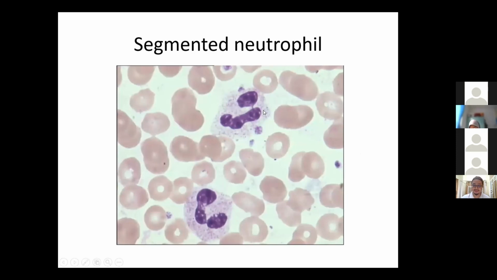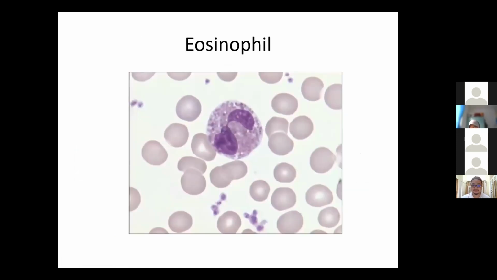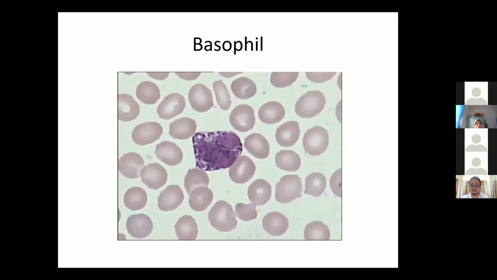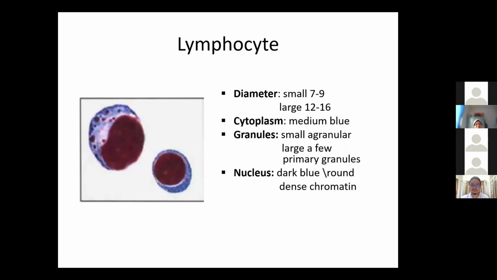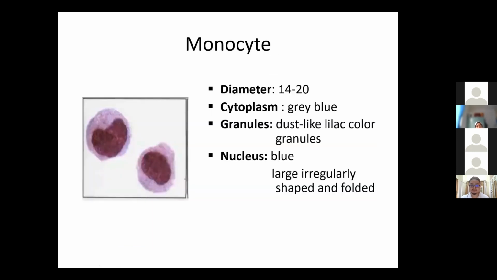Okay, eosinophils there. Okay, this is also normal eosinophils. Basophils, okay, this is a normal one. Okay, normal basophil. This is lymphocyte. You can read the edge here. Medium blue, large primary granules, dark blue, round dense chromatin. Okay, monocyte.